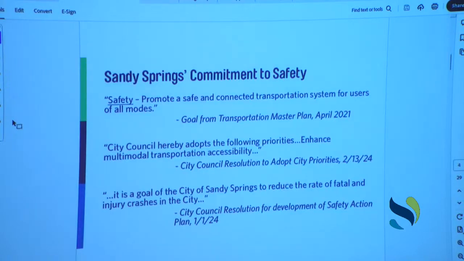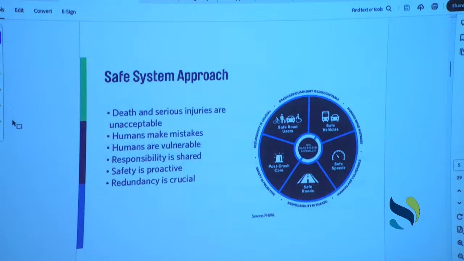For the overview, the city already has a good framework for safety. The transportation master plan, also some of the resolutions adopted by this council for priorities for 2024, and also the resolution for the development of the safety action plan really give us a framework to then go on and develop the safety action plan to reduce the fatalities and severe injuries in the city. This plan is predominantly funded by the SS4A grants from the bipartisan infrastructure law.